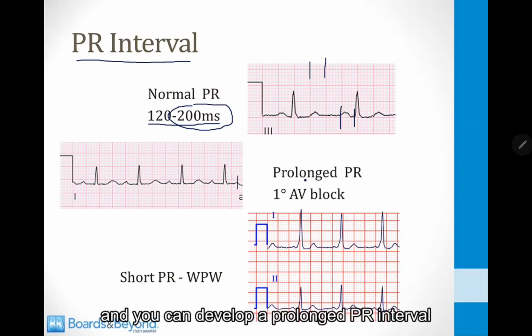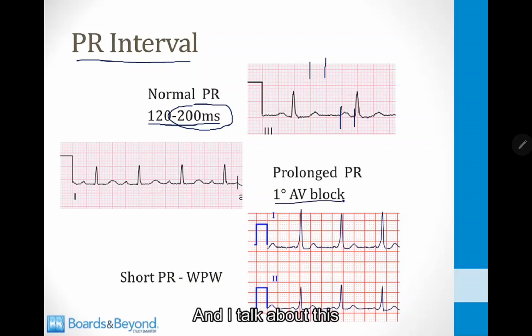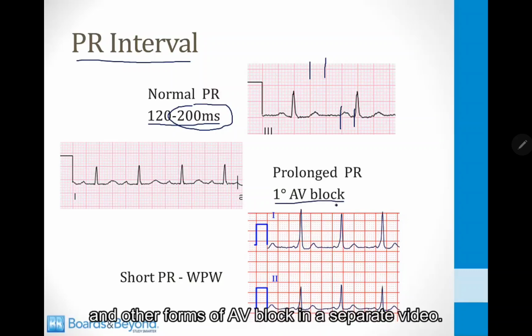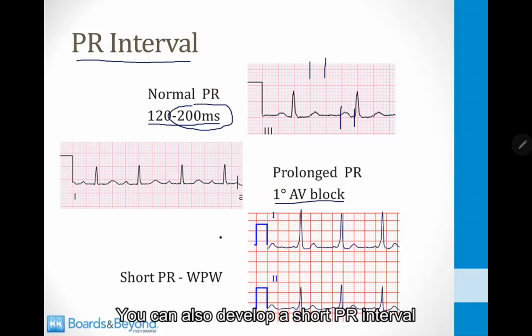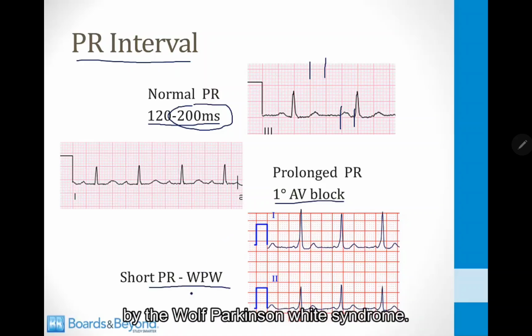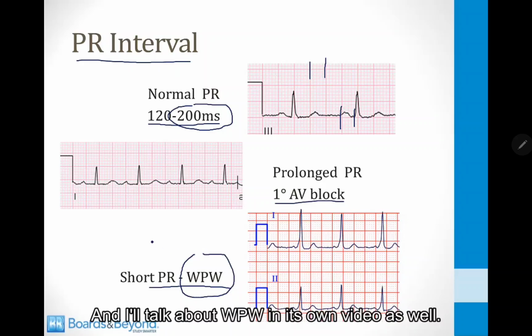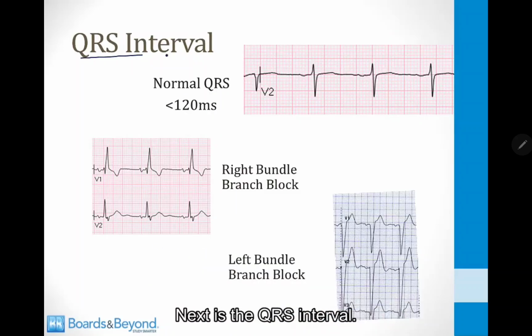And you can develop a prolonged PR interval from first-degree AV block, and I talk about this and other forms of AV block in a separate video. You can also develop a short PR interval if you have a bypass tract caused by the Wolff-Parkinson-White syndrome, and I talk about WPW in its own video as well. Next is the QRS interval.